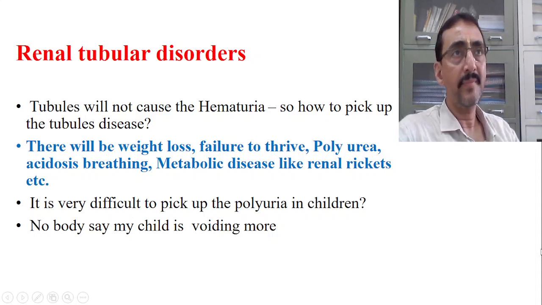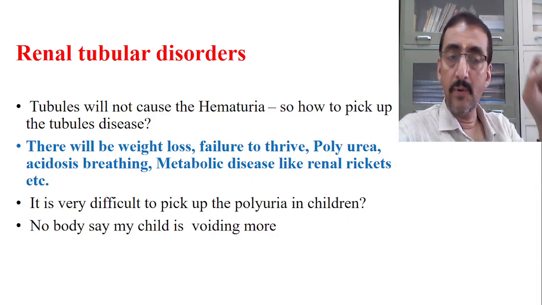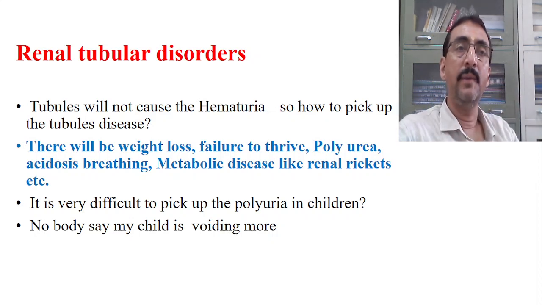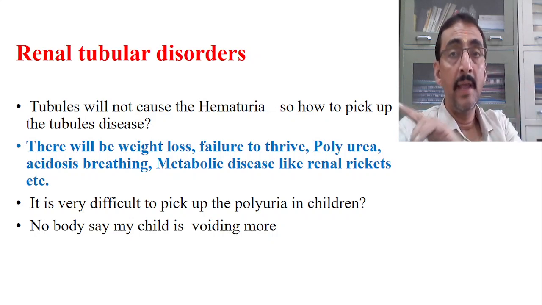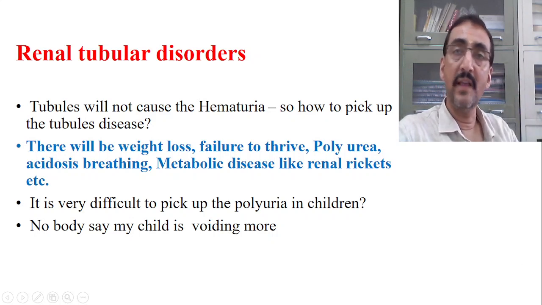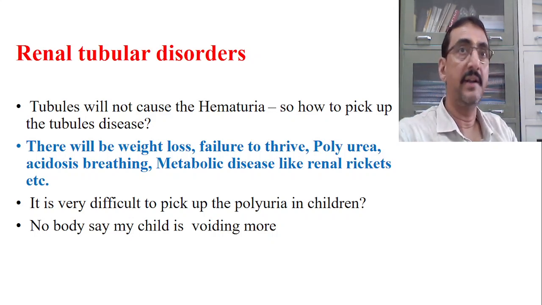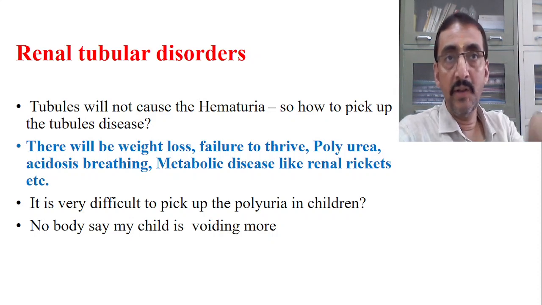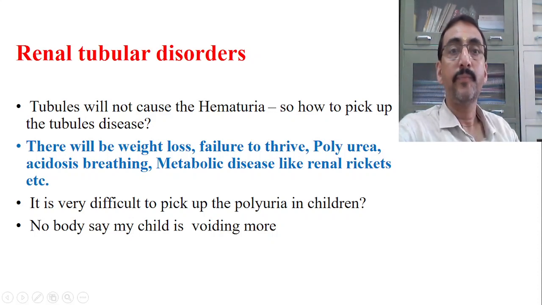As I told earlier, when the problem is in the renal tubules, there is no hematuria. Hematuria will be there if the problem is in the glomerulus. Hematuria may be there when the problem is in the Bowman's capsule, or sometimes in the PCT or the collecting duct, but in the in-between area like Henle's loop, there is no hematuria, because this is a process that works on the basis of a pressure gradient. Structurally there are no tubules and all like that. So tubules will not cause hematuria, and it is very difficult to pick up tubular disease.